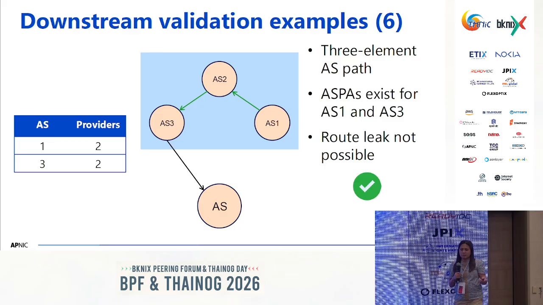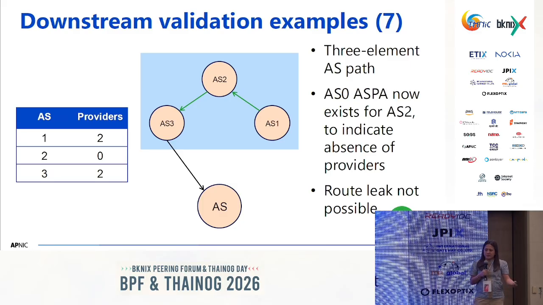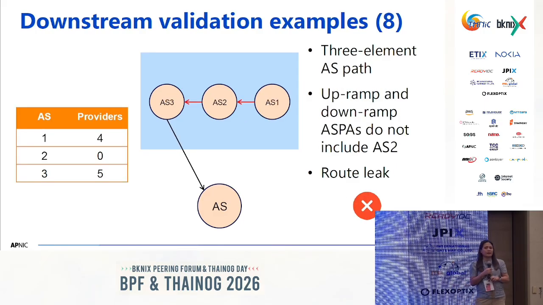Now, just to complete the picture, both AS1 and AS3 in this case have issued an ASPA. What about AS2? So AS2 can also do the same. However, notice that there is no upstream for AS2. So in this case, to indicate the absence of a provider, AS2 will create an ASPA listing AS0 as its provider. So in this case, we now have all 3 elements of our AS path issuing correct ASPA records. It also shows, what we covered earlier, the typical up ramp from AS1 to AS2 and down ramp from AS2 to AS3.